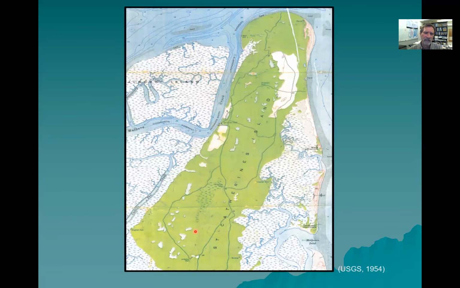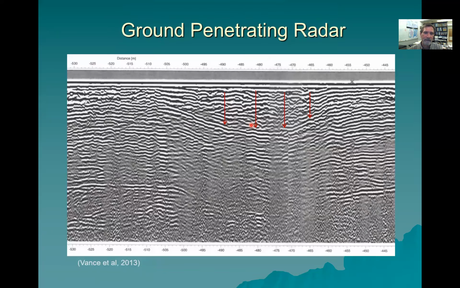When we first started working on St. Catherine's Island, we noticed on old topographic maps like this one from 1954 that there's a linear alignment of freshwater ponds and wetlands on the island. We also uncovered written accounts from the colonial period that indicated that these freshwater ponds and wetlands were spring-fed, artesian spring-fed. My colleague Kelly Vance began doing ground-penetrating radar surveys using the extensive road network on the island. And this is an example of one of the sag structures Kelly found several meters below land surface. Shows up quite distinctly on the GPR.